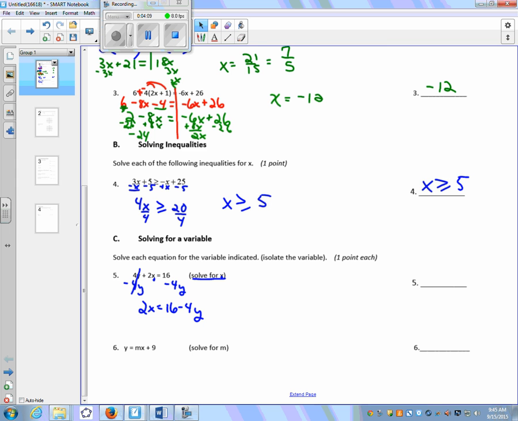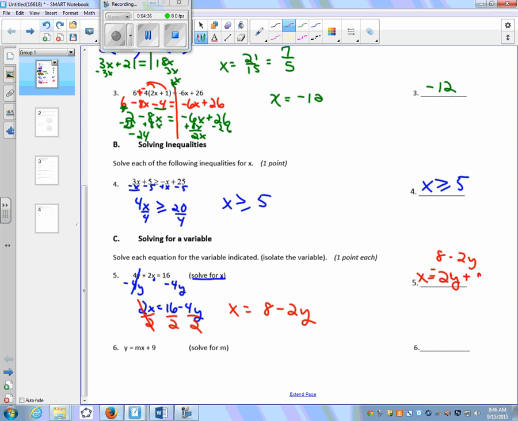Then we're going to divide by 2 on both sides to get x by itself. Remember that you have to divide everything by 2. So I could write this like this. Everything gets divided by 2. So x equals 8 minus 2y is your final answer. 8 minus 2y or negative 2y plus 8. Either one is correct.